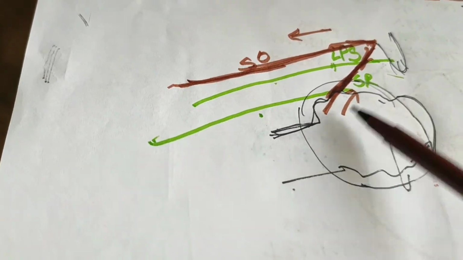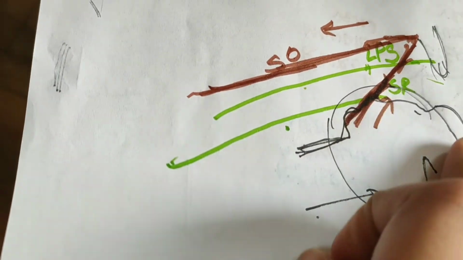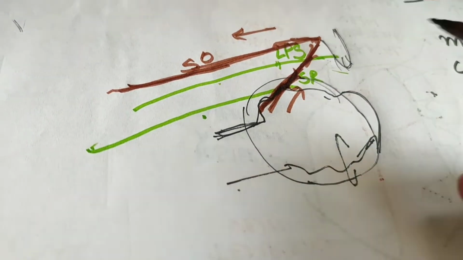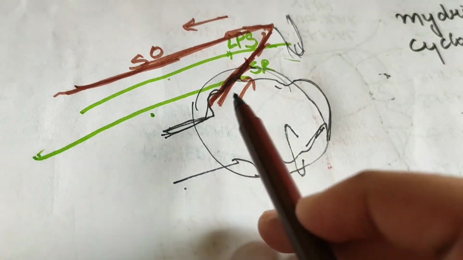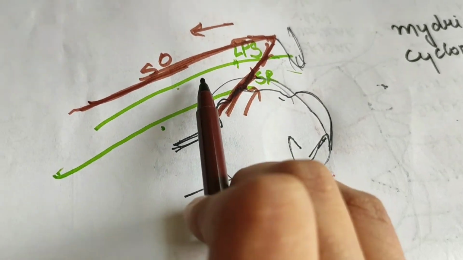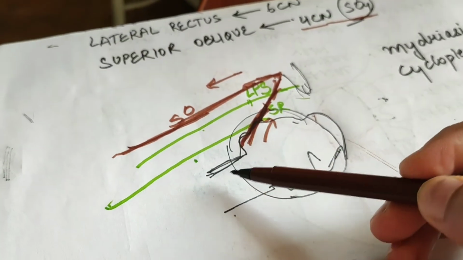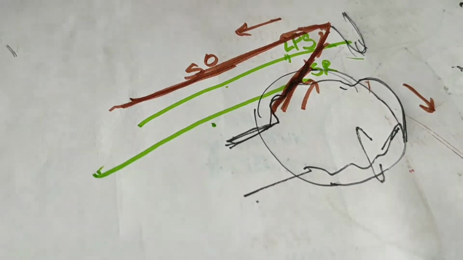Like this. So if it is going above, the eyeball will move down. So it is a depressor of the eye. From the back of the eye, it elevates, and from the front, it depresses. Here it elevates, here it depresses. So this is its function.